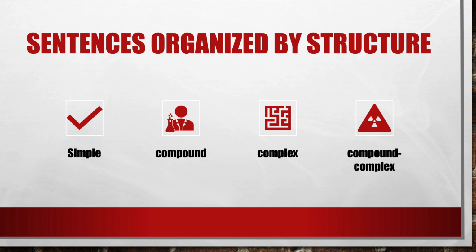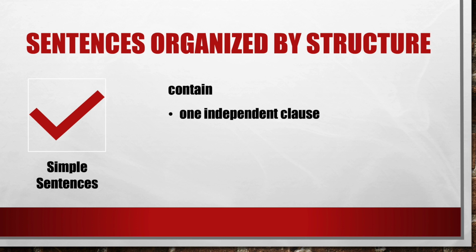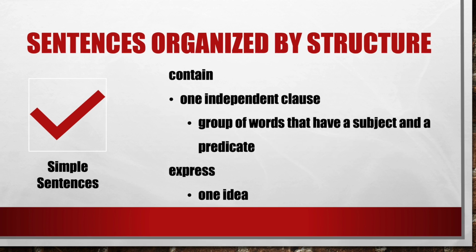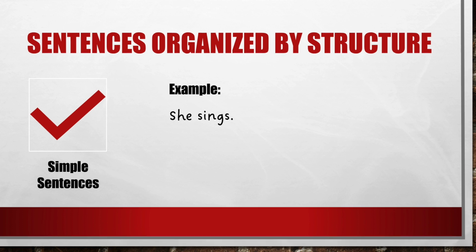We'll start with the easy ones, the simple sentences. These contain only one independent clause, which is a group of words that have a subject and a predicate. They express just one idea. A very easy example of a simple sentence is, she sings. It's a very short sentence, but it's a complete sentence. The subject is she, and the predicate, or verb, is sings. And that's all it takes to make a correct sentence.